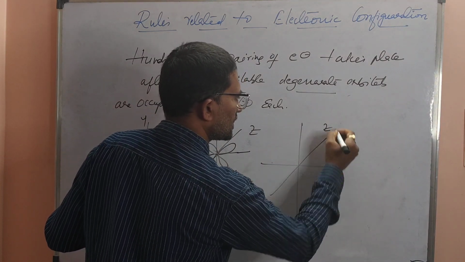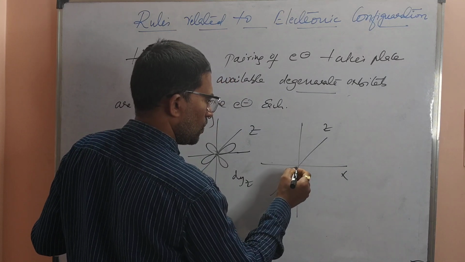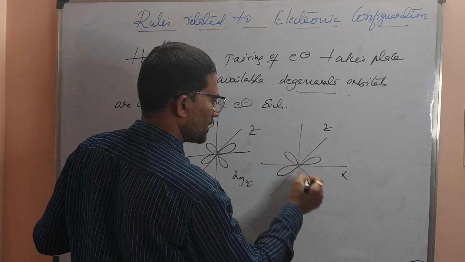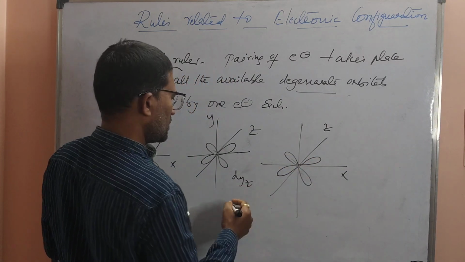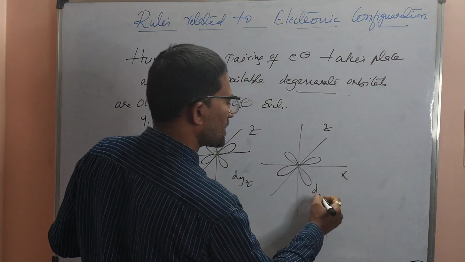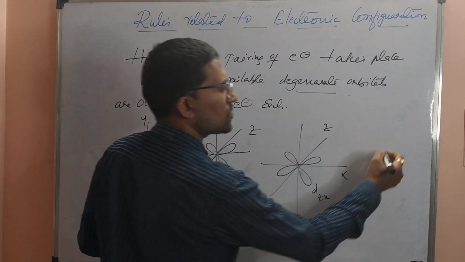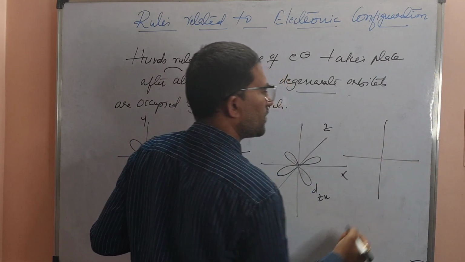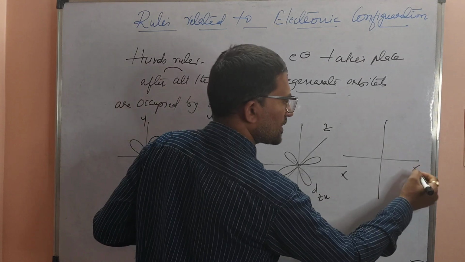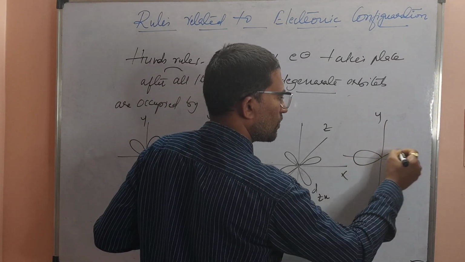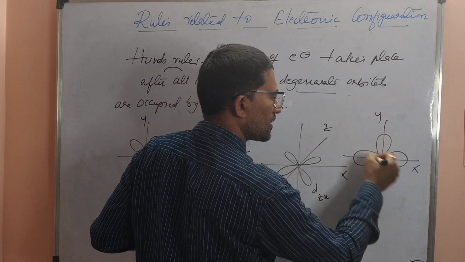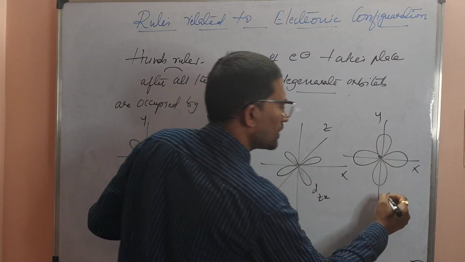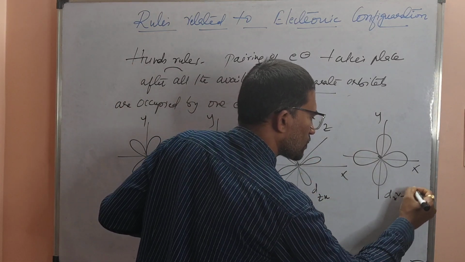Okay, next one is dzx. This is z-axis and this is x-axis. One dumbbell is like this, another dumbbell is like this. So these are dxy, dyz, dzx. And next one is dx square minus y square. Now this is x-axis, this is y-axis. Here one dumbbell and here is another dumbbell. Okay, this is dx square minus y square.